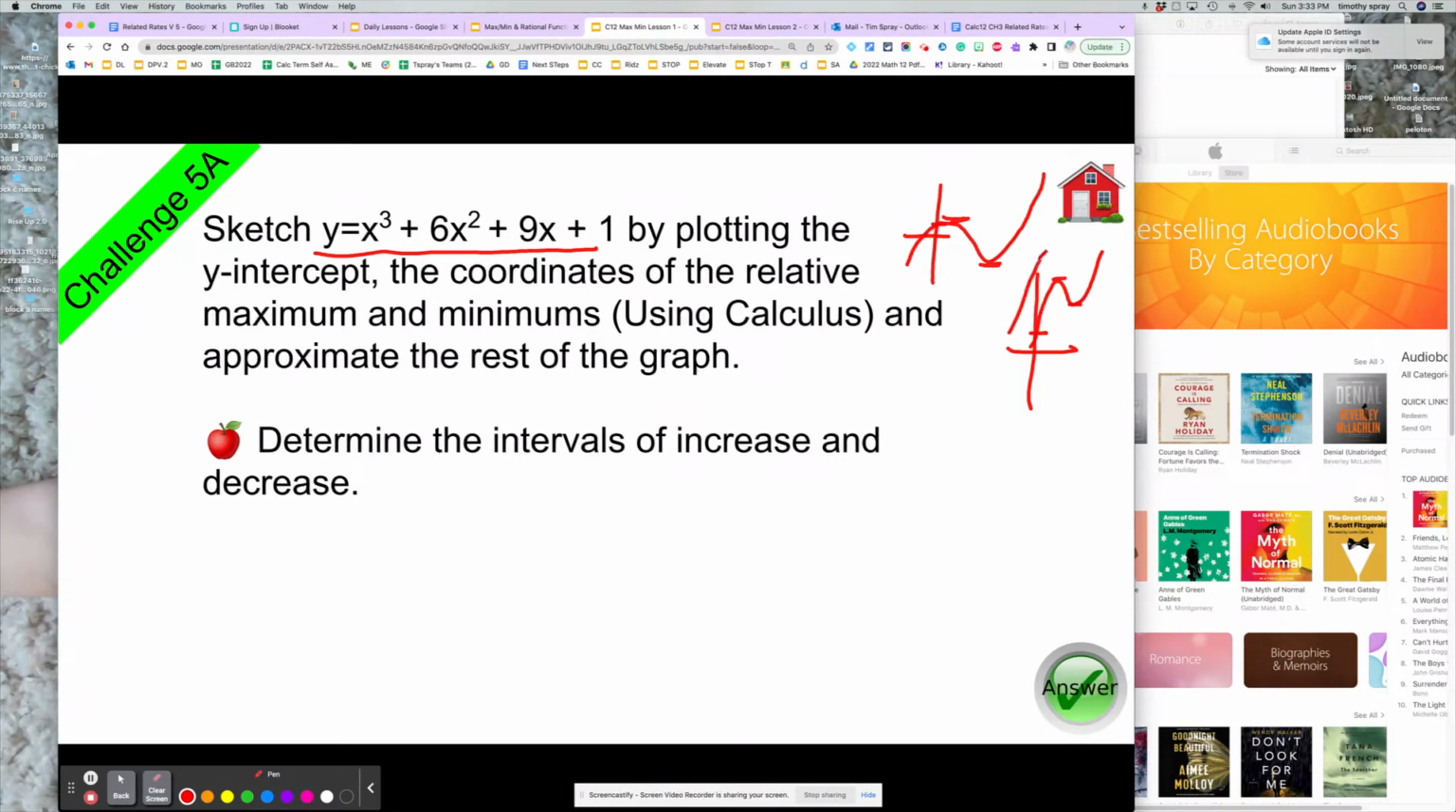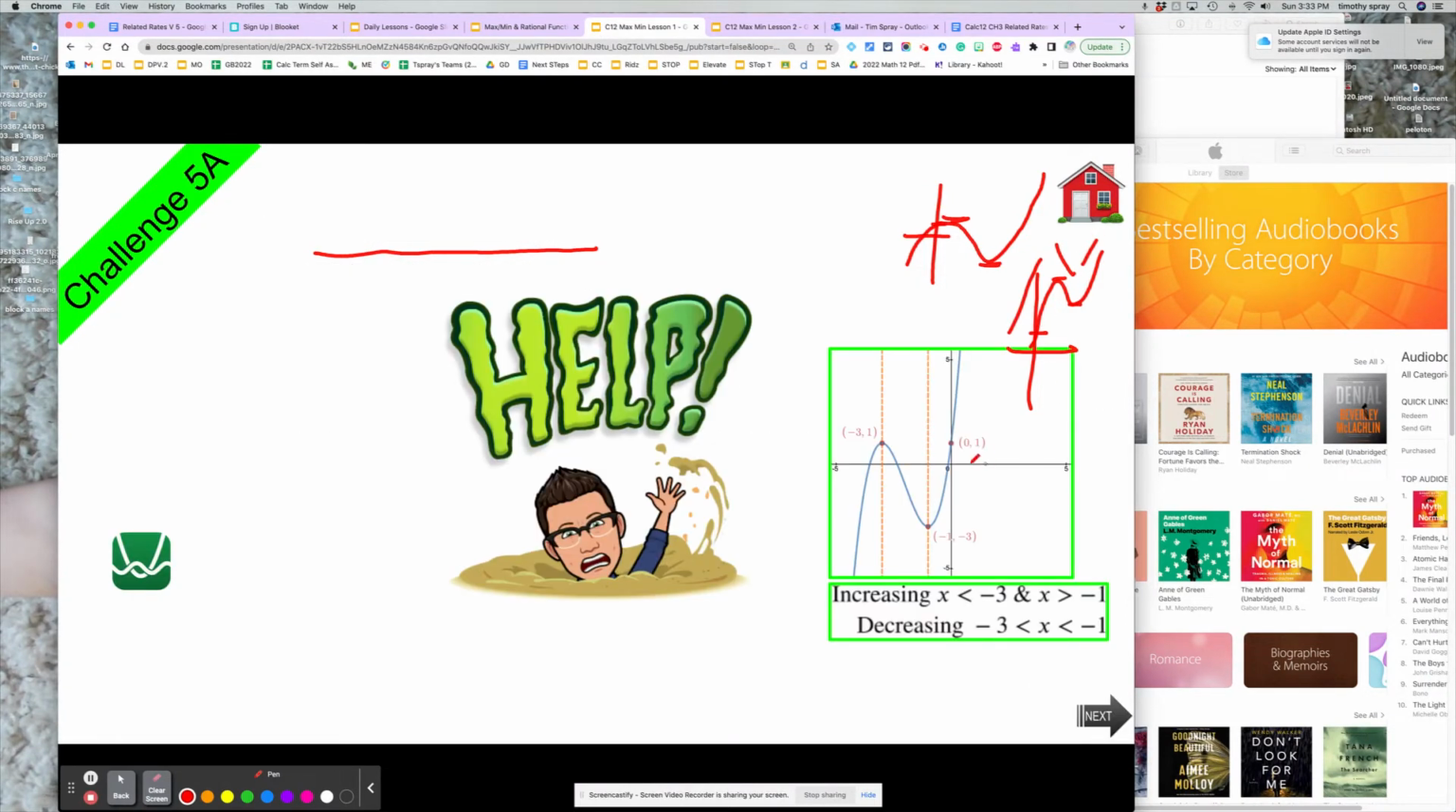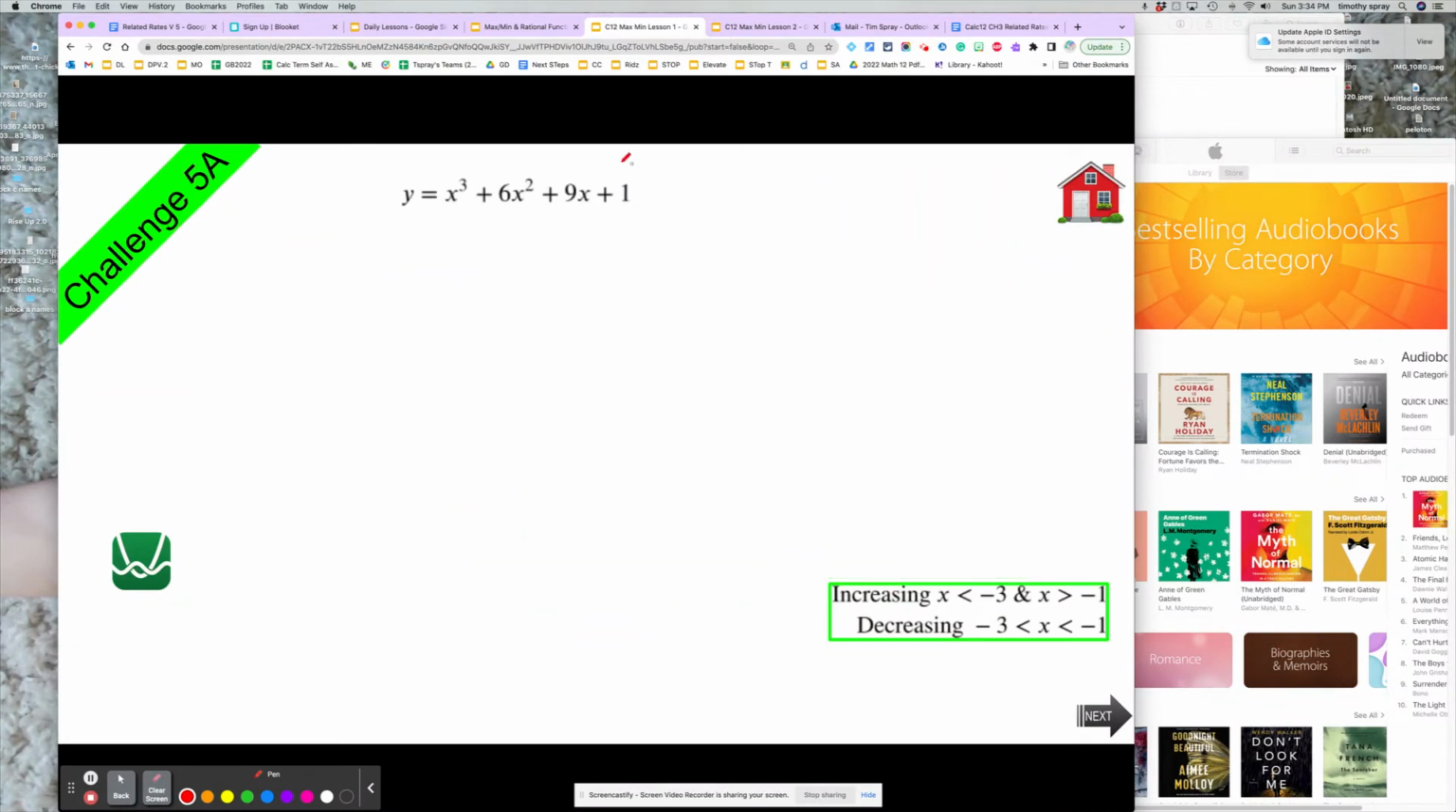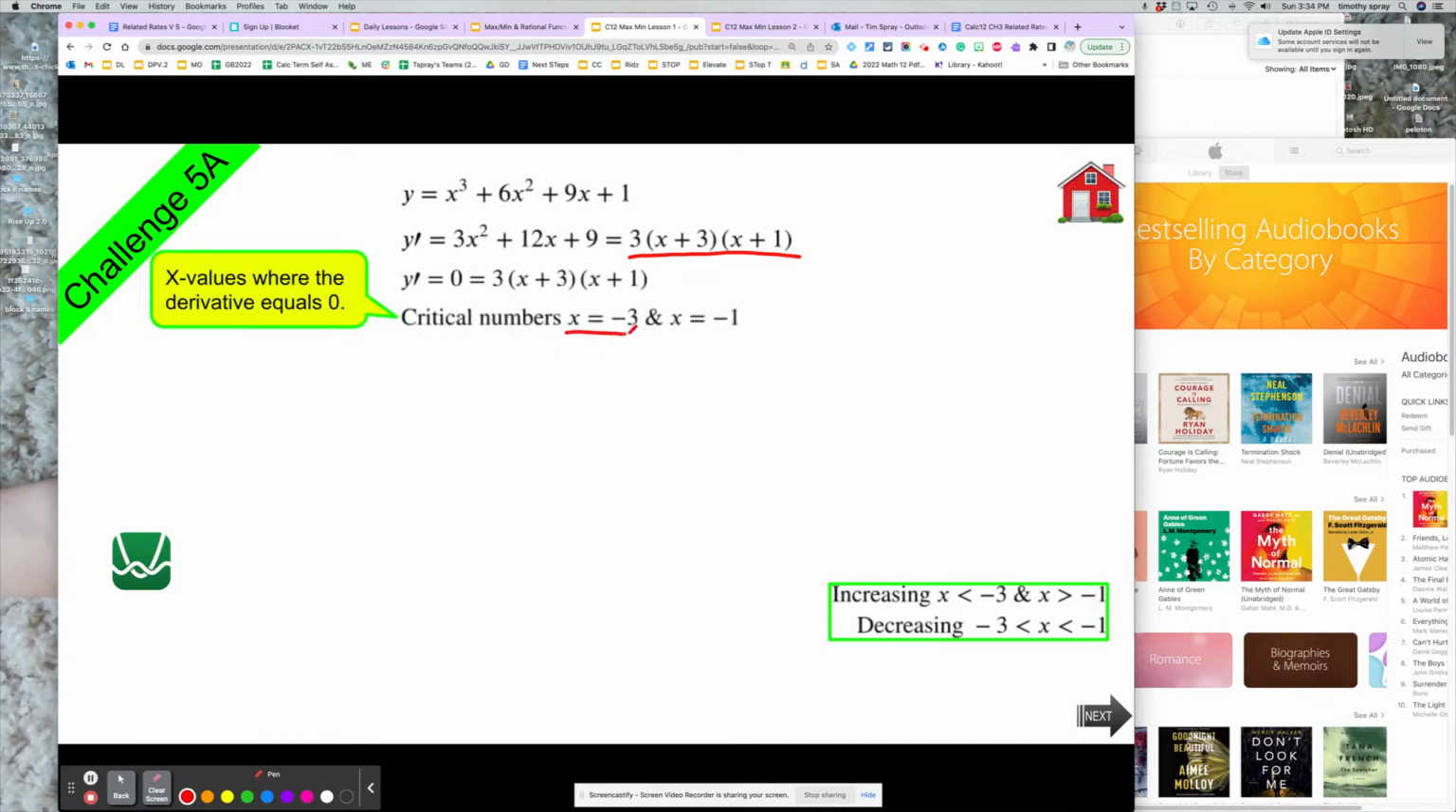Okay, but we already know it's going to increase, decrease, increase. We can see that. So again, what we're going to do is take the derivative of that, and there we go, and we're going to factor it. We're going to set it equal to 0. We're going to state that the critical numbers are x equals -3 and x equals -1.